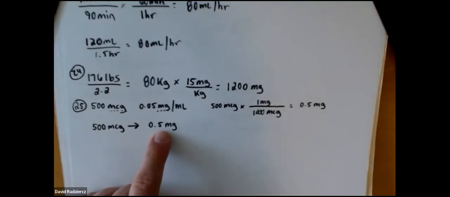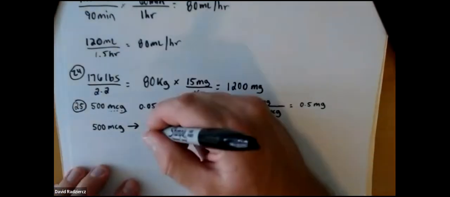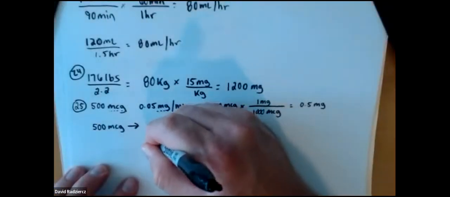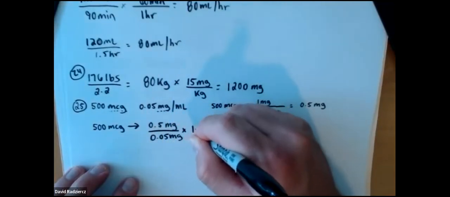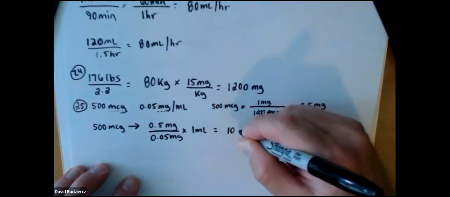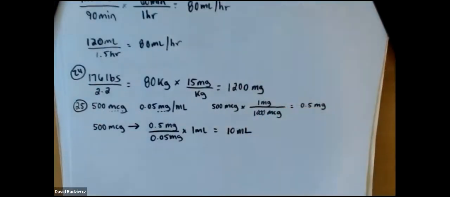Now that I have milligrams, my available is in milligrams, now I can just divide by my available times the 1 milliliter, and then I will get 10 milliliters.